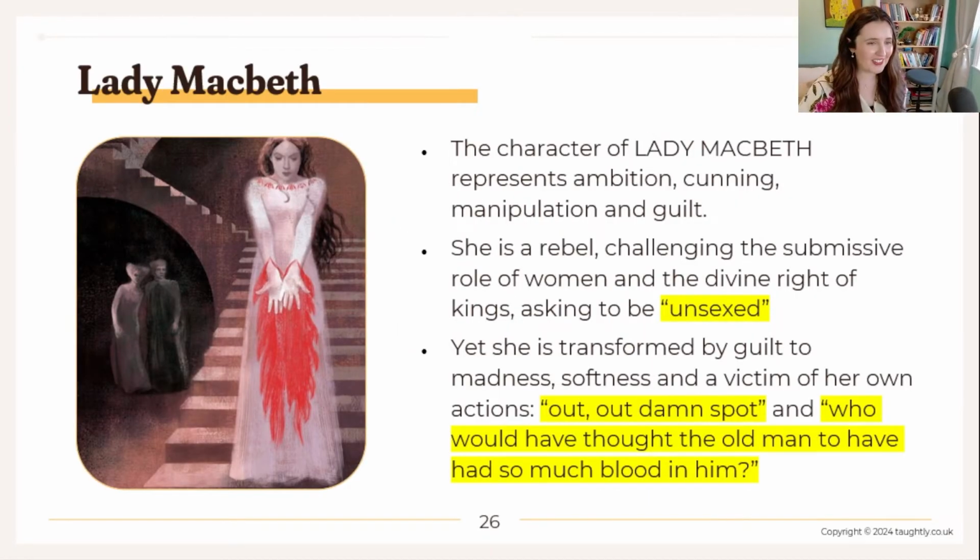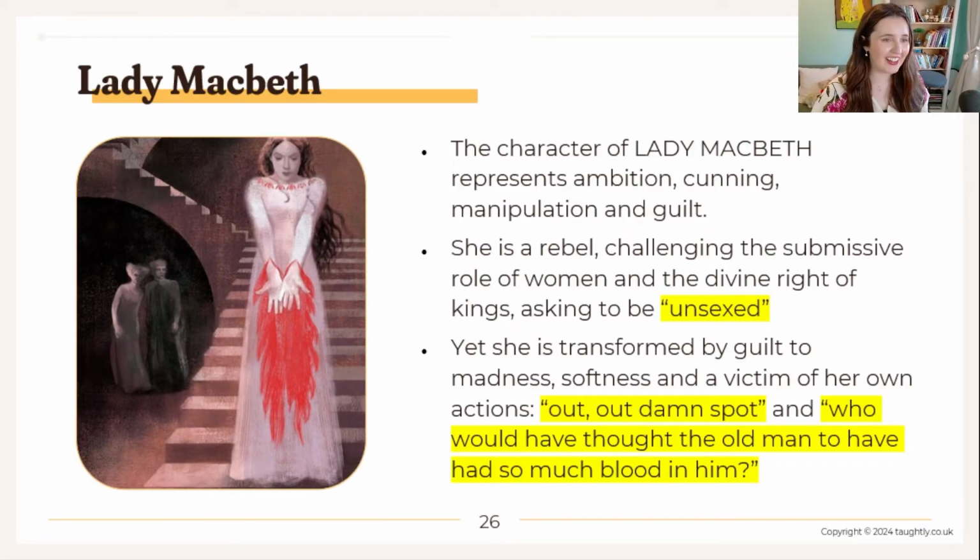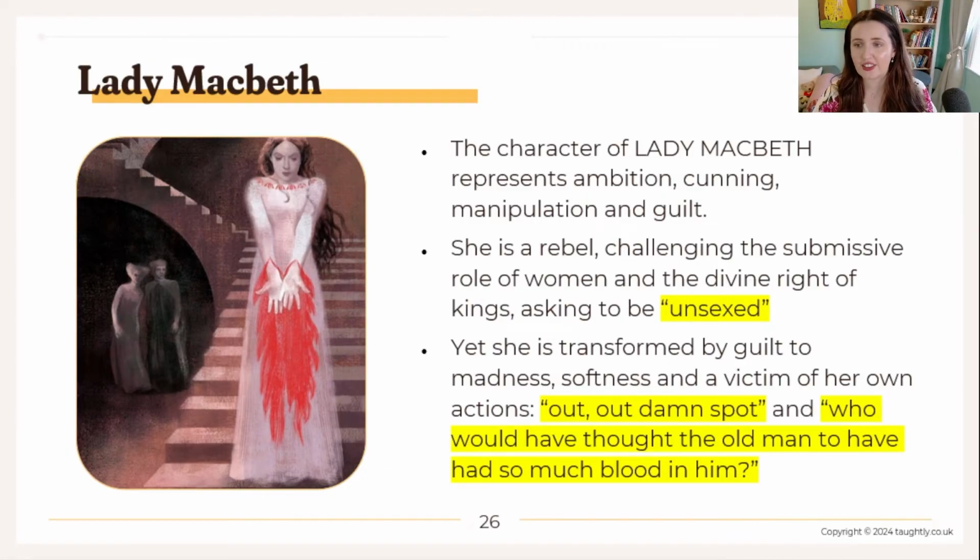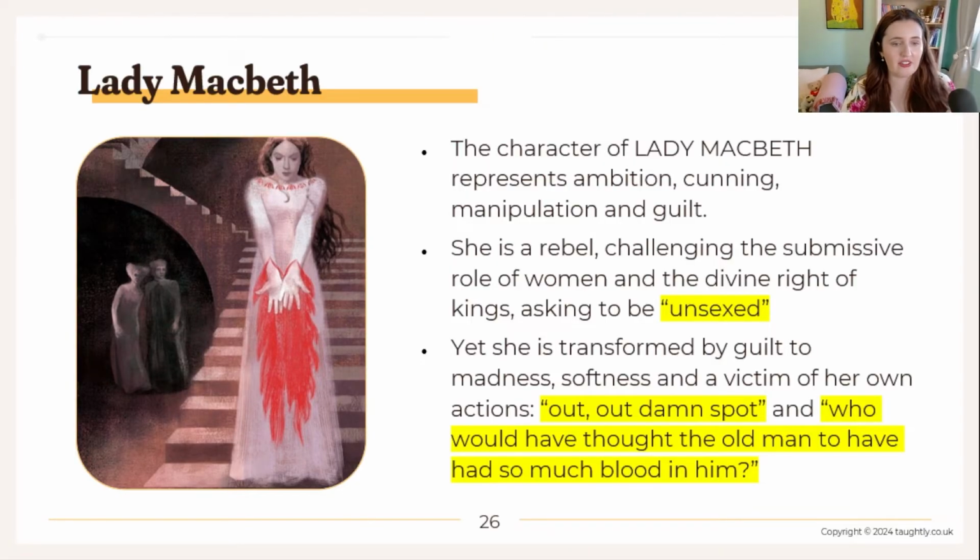Lady Macbeth, one of my favourite characters to write essays about. I studied Macbeth for my literature A-level and my final A-level question was on Lady Macbeth. I was so happy. Anyway, so Lady Macbeth, she represents ambition, cunning, manipulation and eventually guilt. She's a rebel in many ways. She challenges how women are supposed to be, that we should be submissive to our husbands and the men in our lives. She directly tells Macbeth what to do. And so she's disrupting this great chain of being and the divine right of kings.